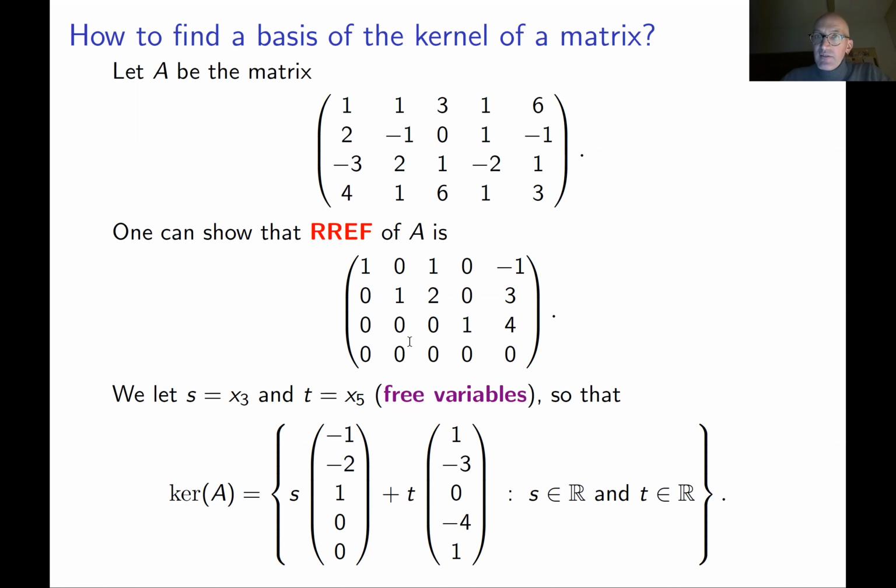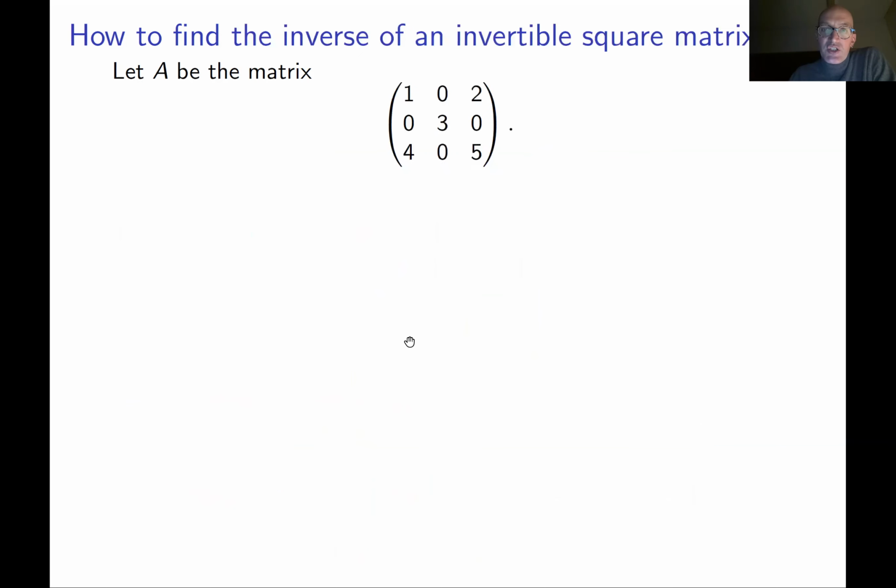By the way, there's another way of proving the rank-nullity theorem using elementary row operations and reduction to the reduced row echelon form, which has some benefits. Okay, good. Let's consider one more application of reduced row echelon form, which is a bit unusual, but it's actually kind of funny. How to find the inverse of a matrix.